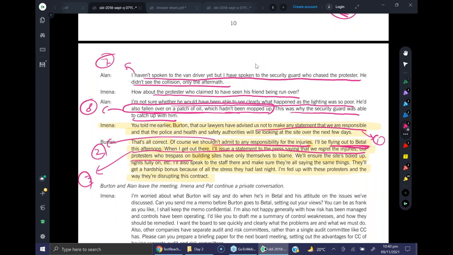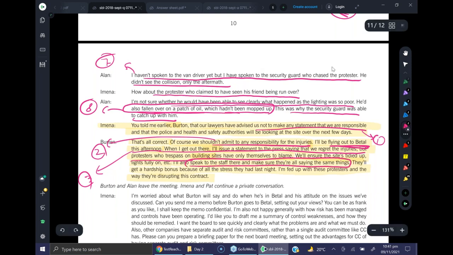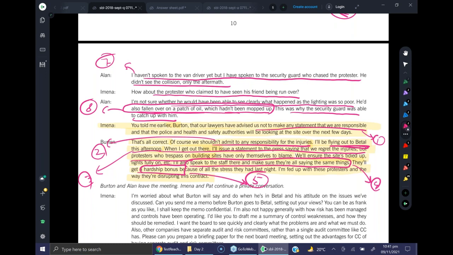Also, I will speak to the staff and make sure they are saying the same things. What does that mean? Intimidating the staff as well. And what do you think of the hardship bonus? That's bribery. So all 5 points are here in this particular paragraph. The only thing you need to do is to explain the impact on reputation. Any questions?